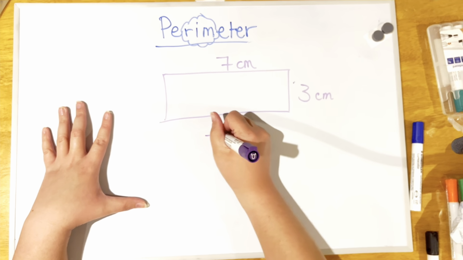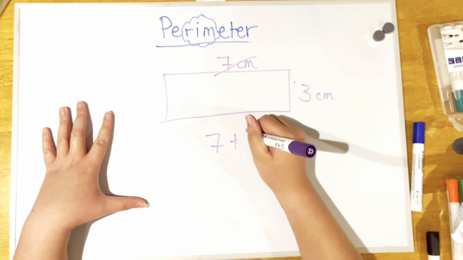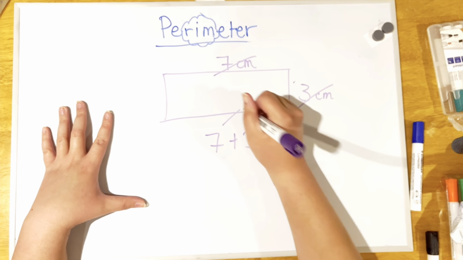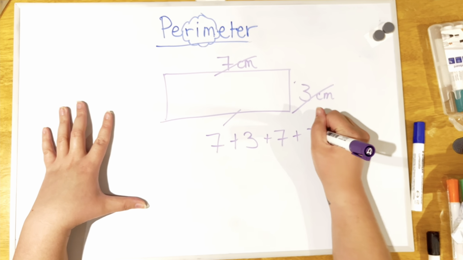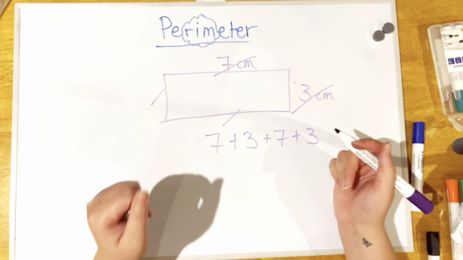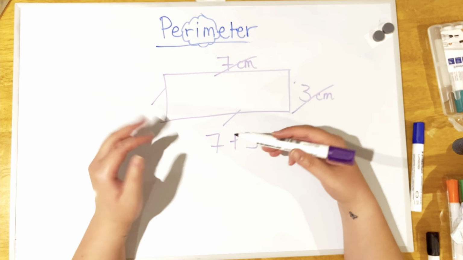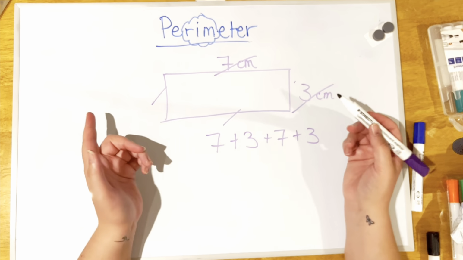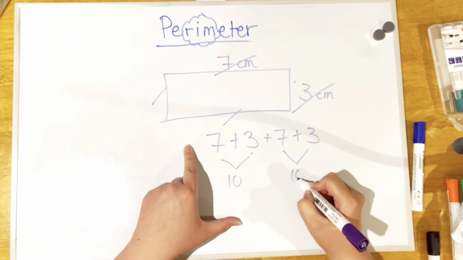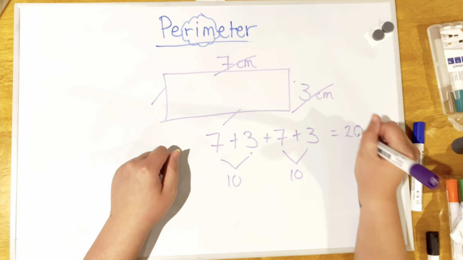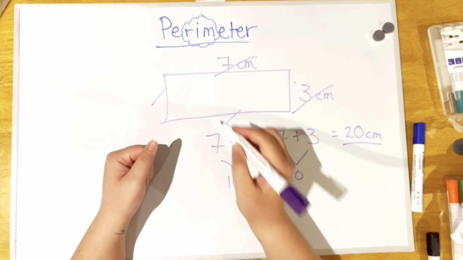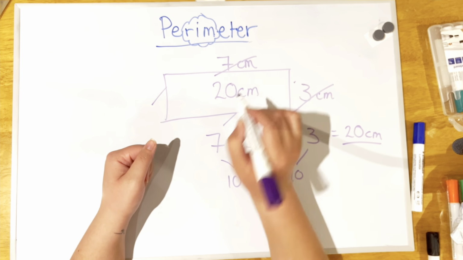So I would do 7 centimetres plus 3 centimetres plus another 7 centimetres plus 3 centimetres. Notice how I cross them off once I've done them so that I don't, by mistake, keep adding ones that I've already done. So what I already know as well is that 7 plus 3 is 10. So I know that I've got 2 lots of 10 there, so it equals 20. What must I remember to always add? My units. So the perimeter of this shape is 20 centimetres.